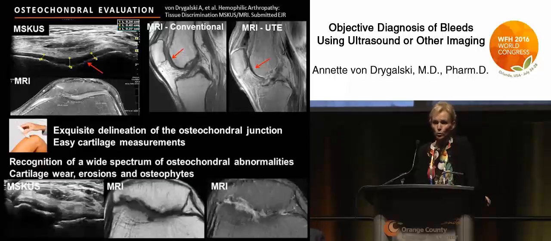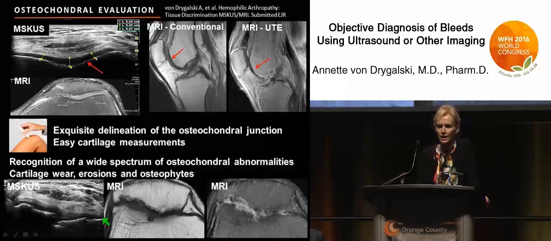And so the ultrasound really allows the recognition of a wide spectrum of osteochondral abnormalities here with cartilage wear, erosions, and osteophytes, here again depicted in this ultrasound of someone with severe advanced arthropathy and bony erosions and clefts. And here also visible on ultrasound, but you learn to appreciate that the outline of that osteochondral surface is really precise on ultrasound and somewhat blurry on MRI.